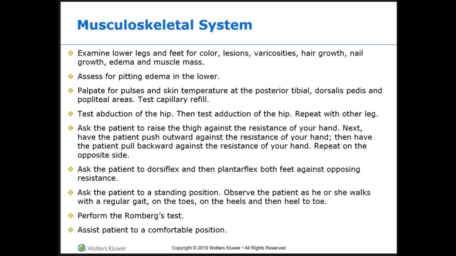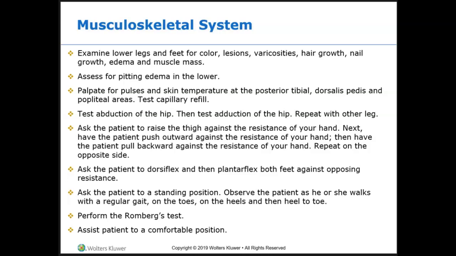Ask the patient to move one leg laterally with the knee straight to test abduction, ABD, abduction of the hip. Keep knee straight, move leg medially to test adduction, ADD, adduction of the hip. You're going to repeat with the other leg. Ask the patient to raise the thigh against the resistance of your hand. Next, have the patient push outward against the resistance of your hand. Then have the patient pull backward against the resistance of your hand. Repeat on the other side. Ask the patient to dorsiflex and then plantar flex both feet against opposing resistance.